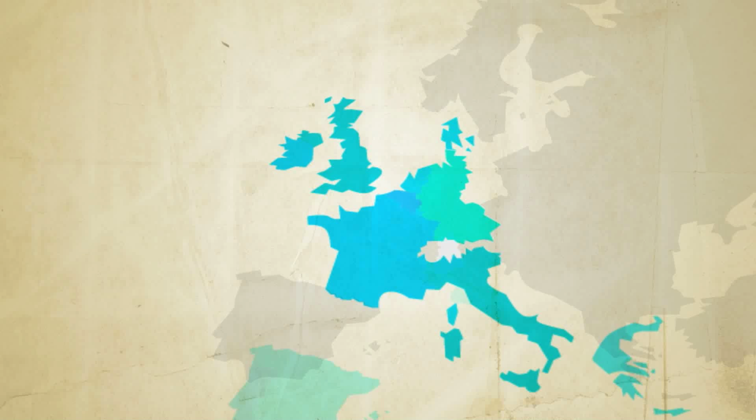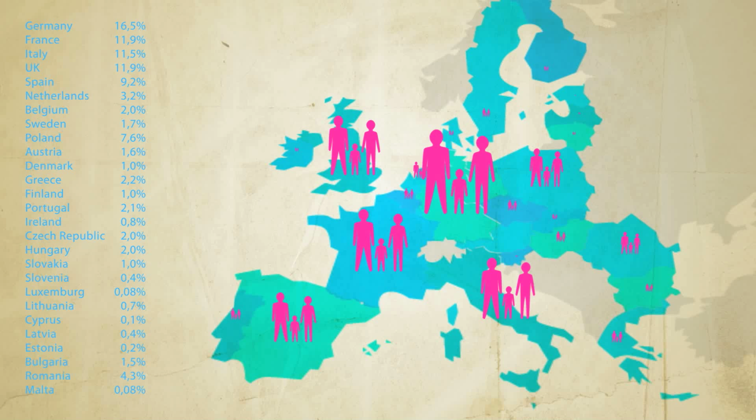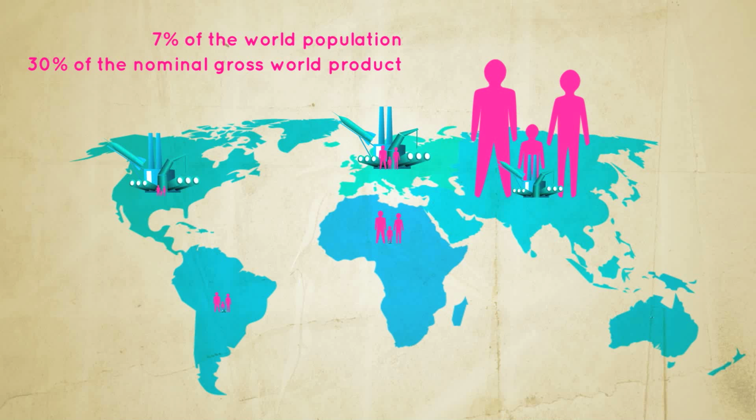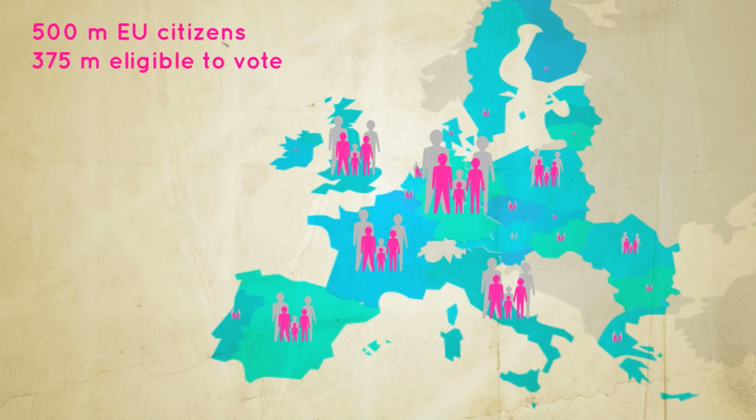Today's European Union includes 27 countries. That's nearly 500 million EU citizens, which means that we make up 7% of the world population, acquiring more than 30% of nominal gross world product. Out of 500 million EU citizens, 375 million are eligible to vote. There's not much difference between the parties of the 27 member states.